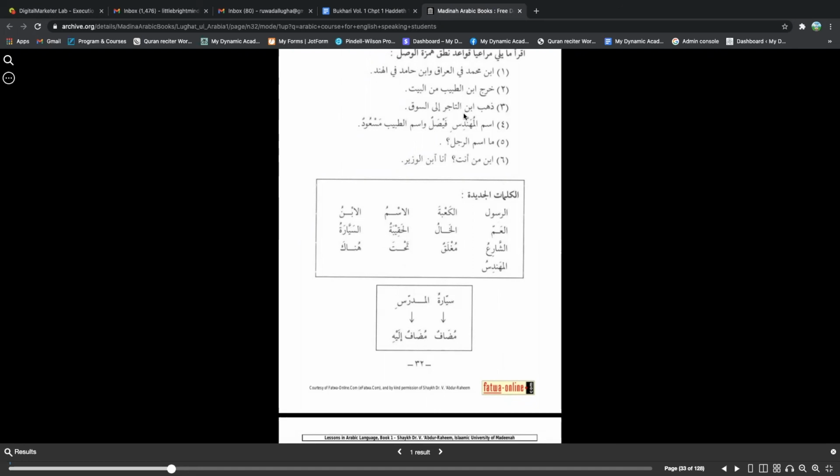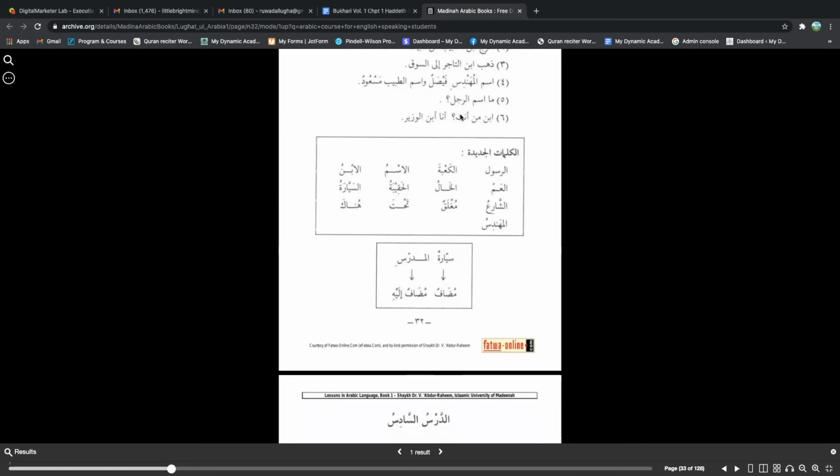Dhahababnu at-tajiri, right? At-tajiri, okay, because it's idafah. Dhahababnut-tajiri ila suqi, so the son of the merchant went to the market. Ismu muhandisi Faysalun, wasmu tabibi Mas'udan. Okay, the name of the engineer is Faisal and the name of the tabib, the doctor, is Mas'ud.